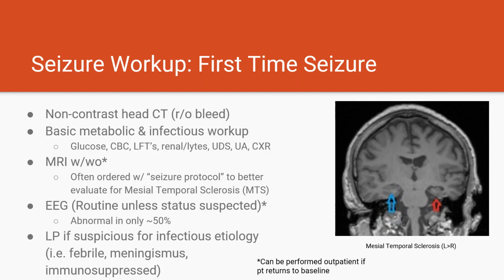And then at this point, if the patient has returned to baseline, then the remainder of the workup really can be done in the outpatient setting. This includes an MRI with and without contrast. We want contrast here because it helps us look for infectious or neoplastic causes of seizure. And you specifically want thin coronal cuts through the hippocampus and the mesial temporal lobe.